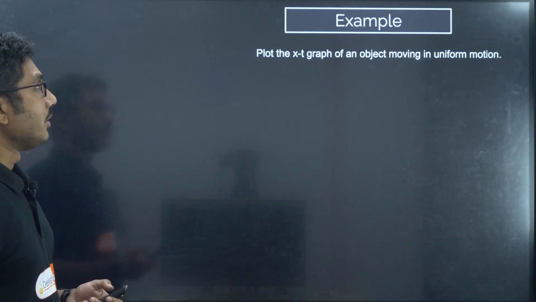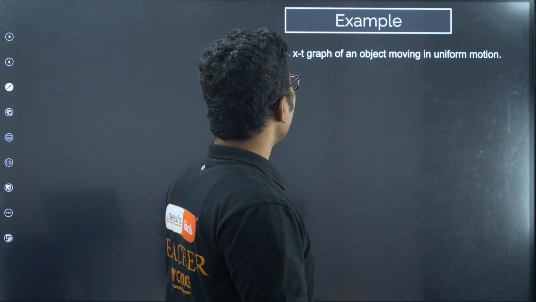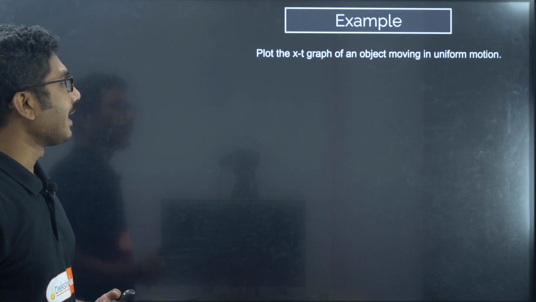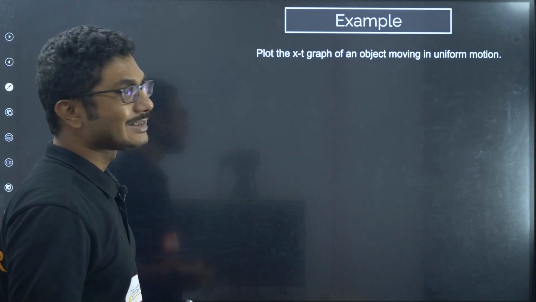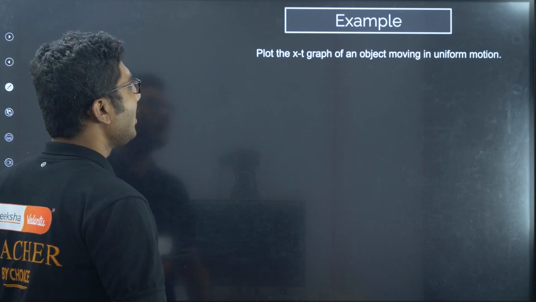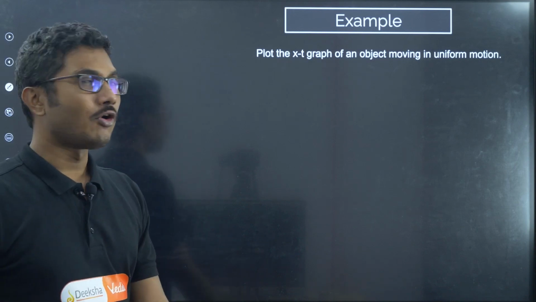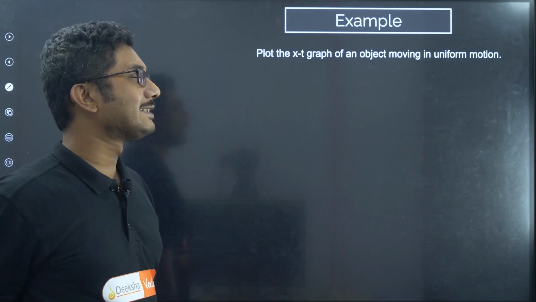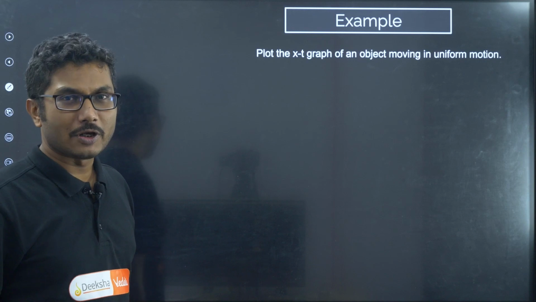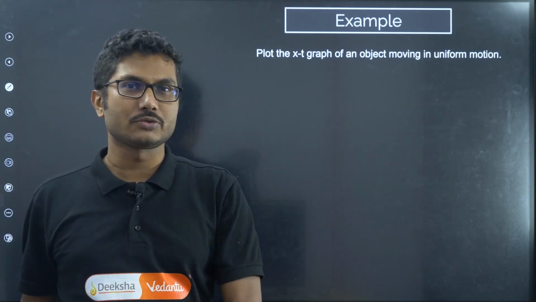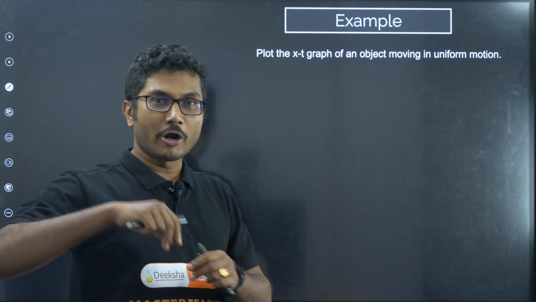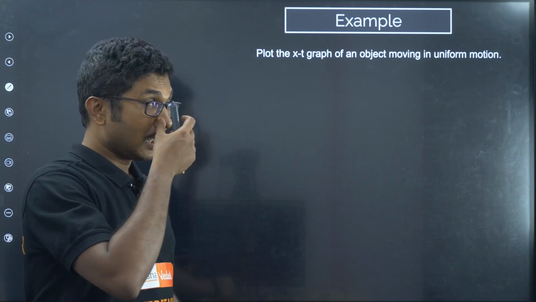Now, there is an example: plot the xt graph for an object moving in uniform motion. So, xt graph means distance time graph, object moving in uniform motion. Simple example, very simple example, because this lecture is based on some first year students as well, those who have not done anything in their classes so far.